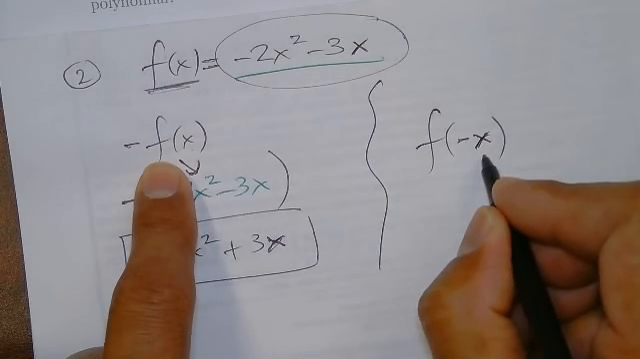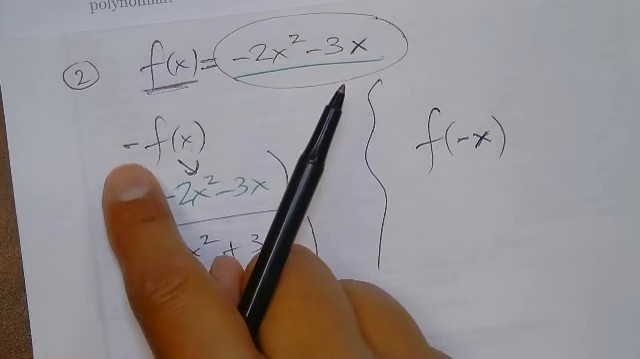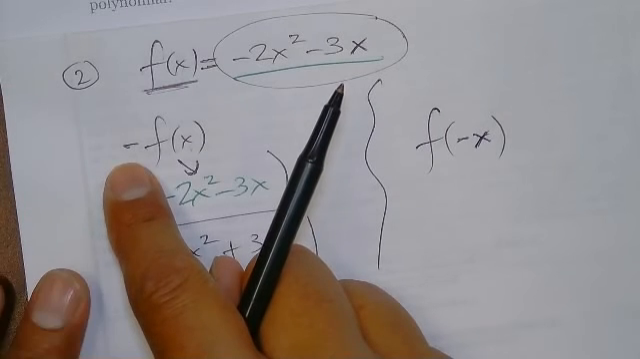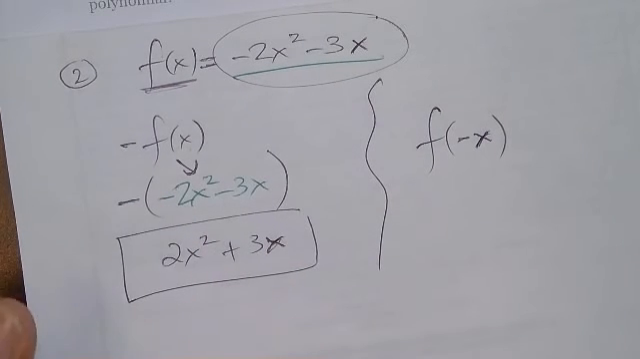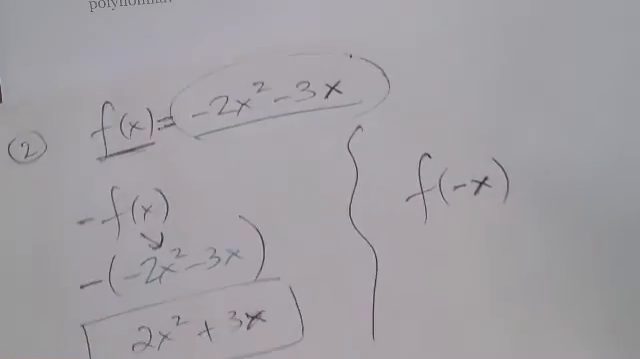This one is an input. It's going to be substituted into each value of x. This one, there is no input. That negative is just being multiplied to the function. Negative 1 on the outside. That's it. That's so easy. You guys see it now? Okay, let's move on.